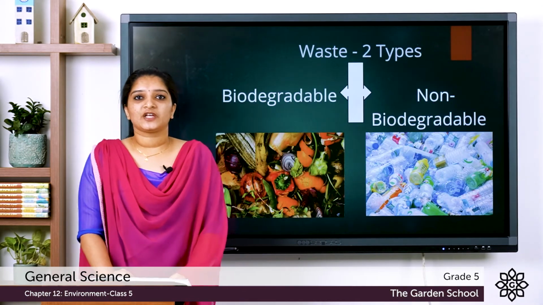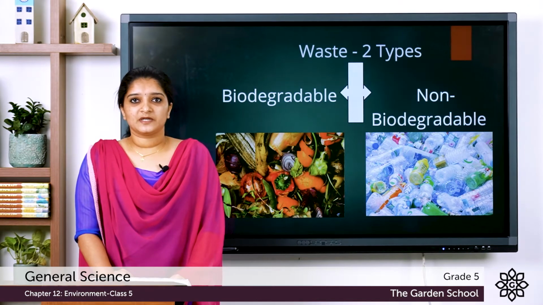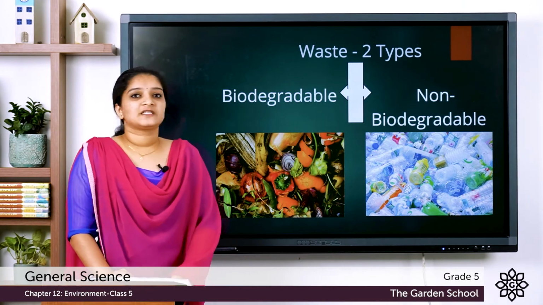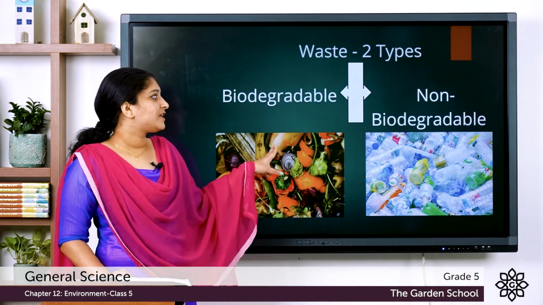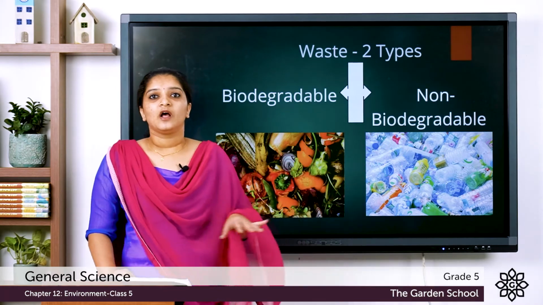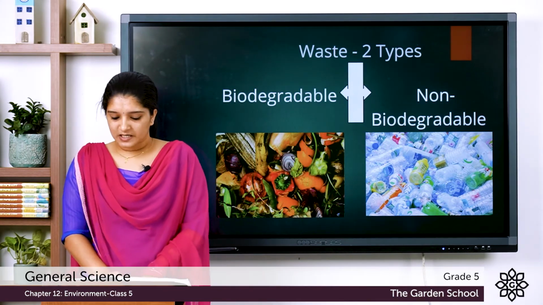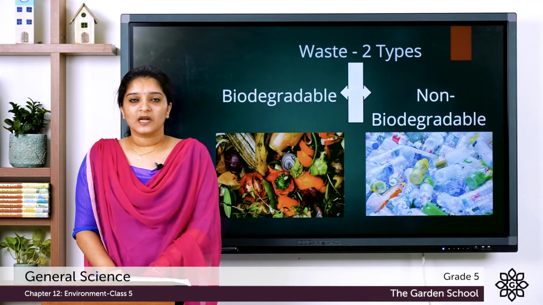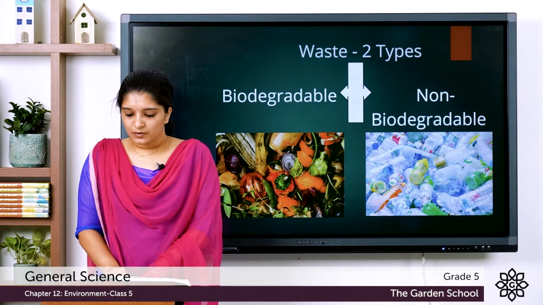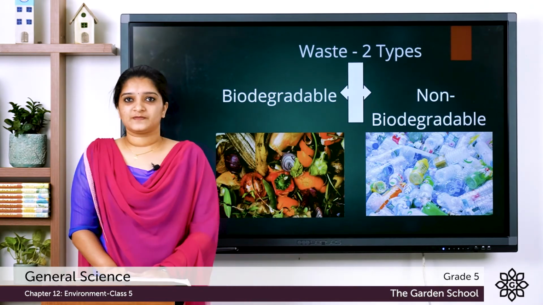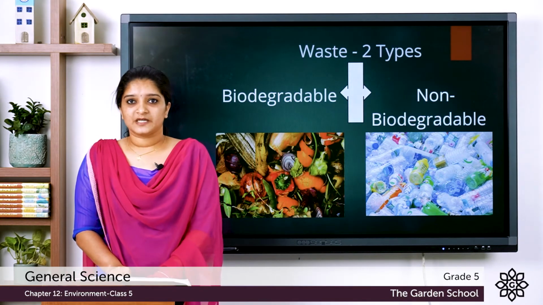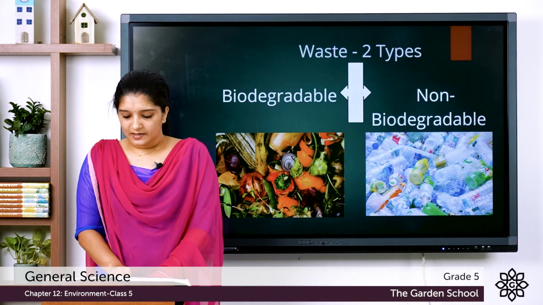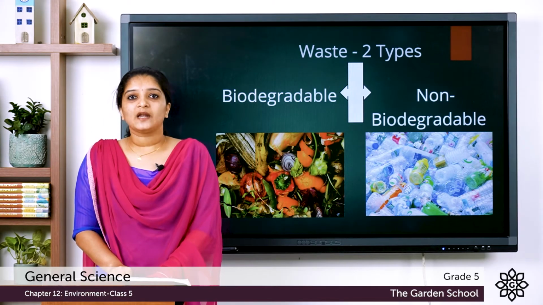Now let's see the classification of waste materials. Based on the degradability, that is the ability to decompose, waste materials are classified into two types: biodegradable waste materials and non-biodegradable waste materials. Biodegradable waste materials can break down naturally and become a part of the soil after decomposition. Examples include fruit and vegetable peelings, leaves and dead plants. Non-biodegradable waste materials do not break down naturally and remain in the soil for many years. Examples include plastics, glasses and ceramics.